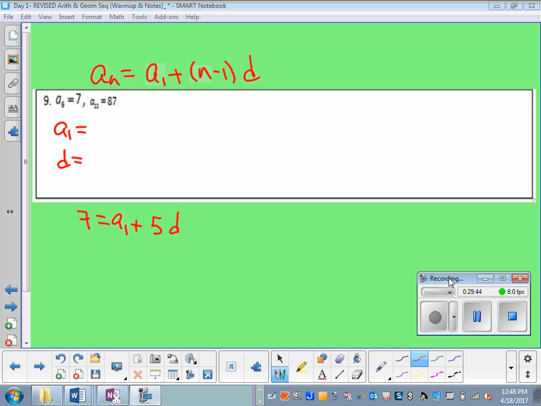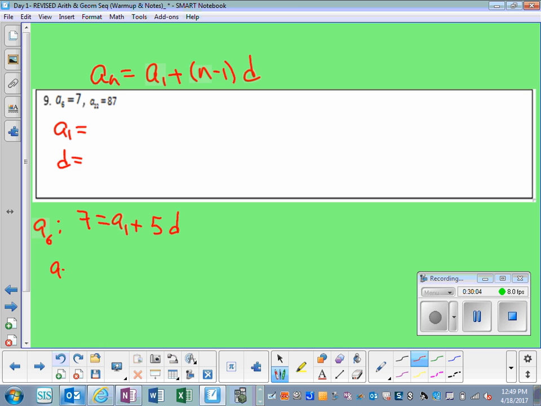For a6, I use n minus 1, 6 minus 1, 5 times d. Do we see where this came from? Sorry, this is for a6. So a6, which is 7, equals a1 plus 6 minus 1 times d. And then I use a22 to set up the second equation. So a22 is 87 equals a1, which I don't know, plus 22 minus 1, 21, times d. And I have a system of equations that I hopefully know how to solve.